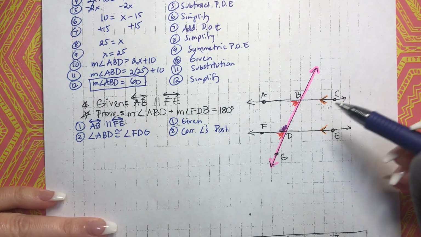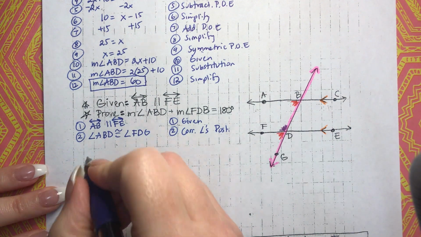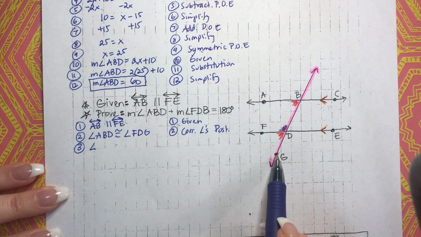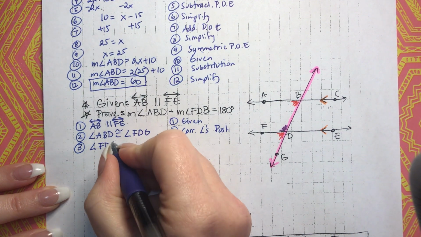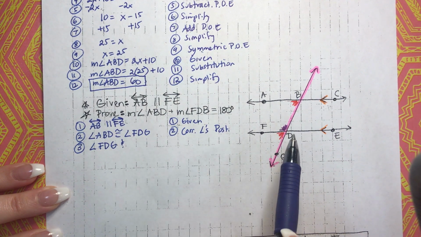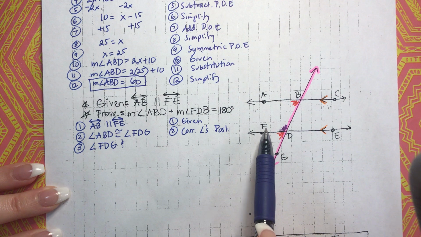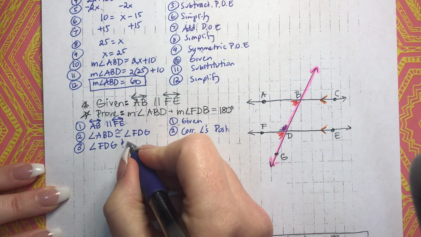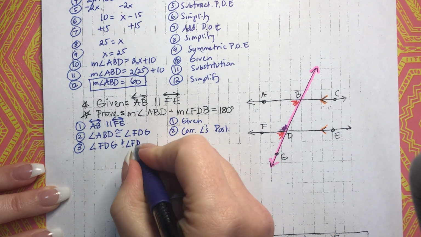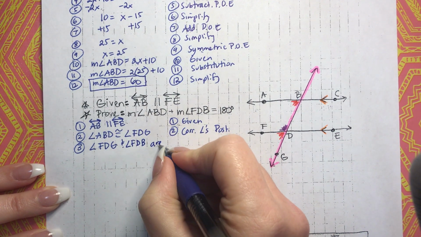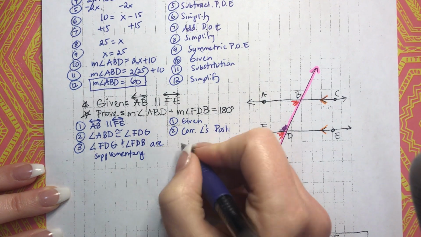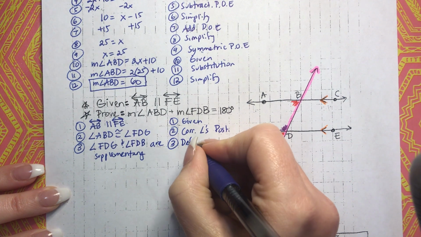I'm going to say that angle FDG and angle, this one right here, FDB, trying to be careful to make sure that I use the same order in the symbols, are supplementary. And why do we know they're supplementary? Because of the definition of supplementary angles.